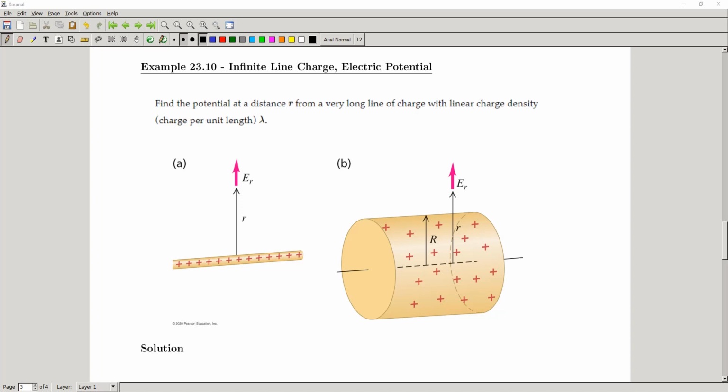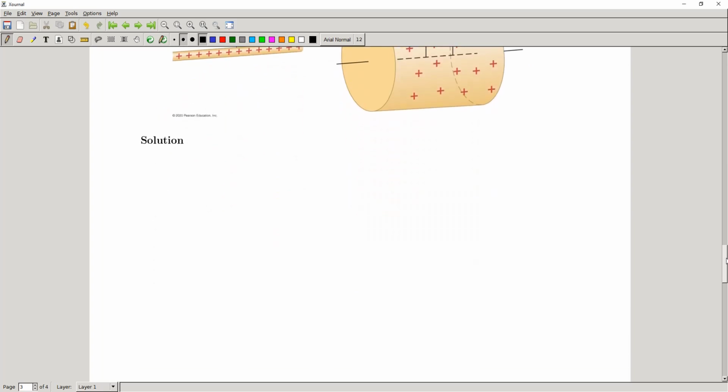Okay, so in this example 23.10, we have an infinite line charge again, and so we've kind of looked at this problem before. We did a finite thin wire, and then we took the limit and we looked at the electric field outside of an infinite wire and stuff like that. So now what we're going to do is look at this infinite wire sort of from the beginning here, and we're going to be taking our result. So again, we're assuming that we already know the electric field, and we want to find the potential outside of this wire. Okay, so let's do that here. Scroll down a little bit.